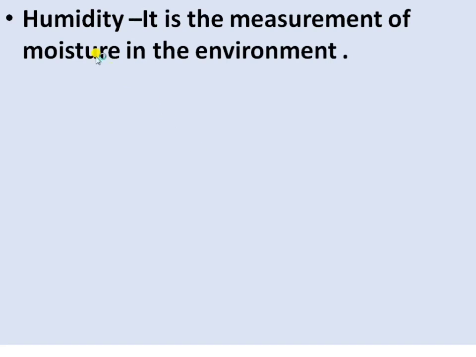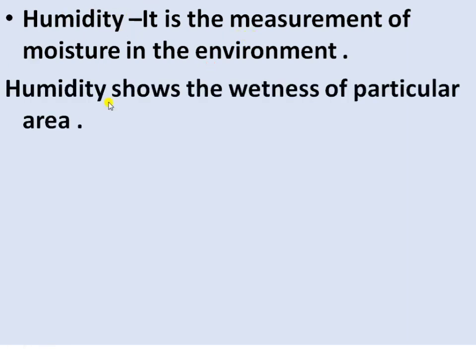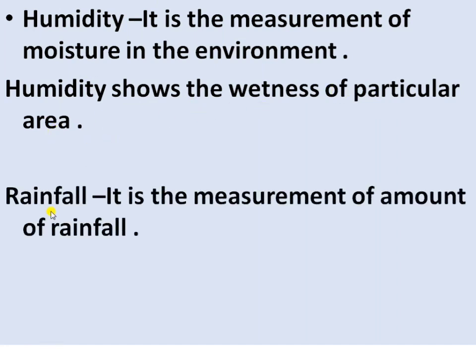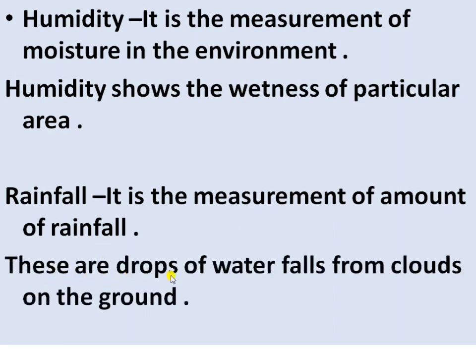Second, differentiate between humidity and rainfall. Humidity is a measurement of moisture in the environment. Humidity shows the wetness of a particular area, while rainfall is the measurement of the amount of rain. Drops of water falling from the clouds onto the ground are rainfall.